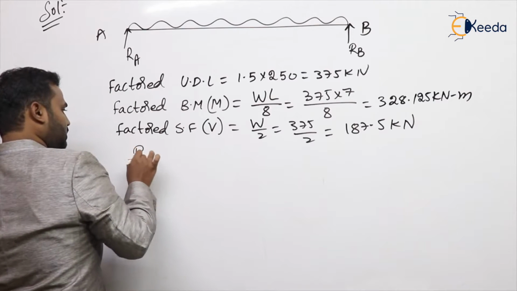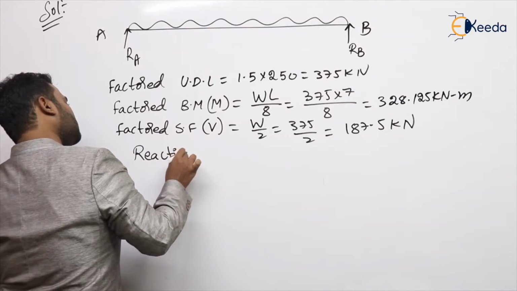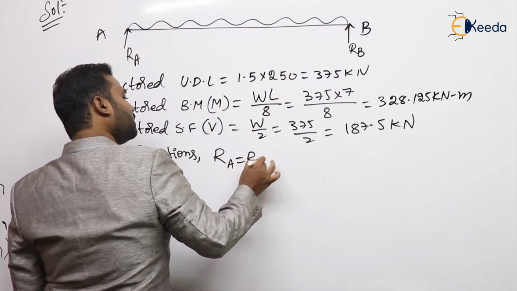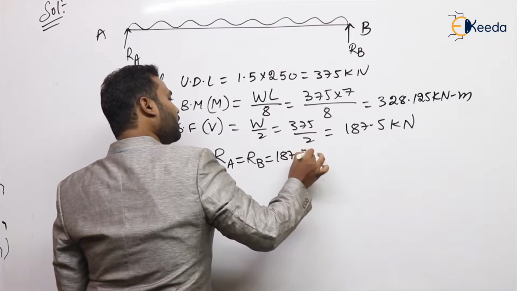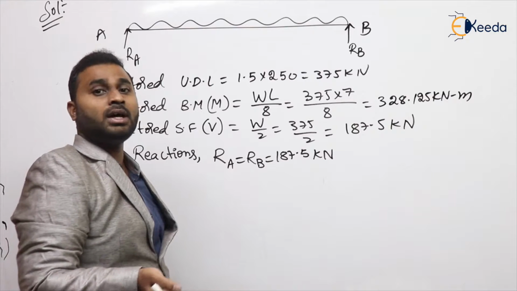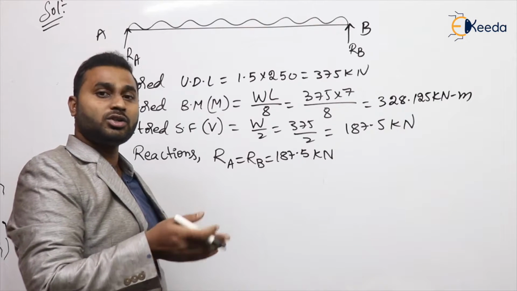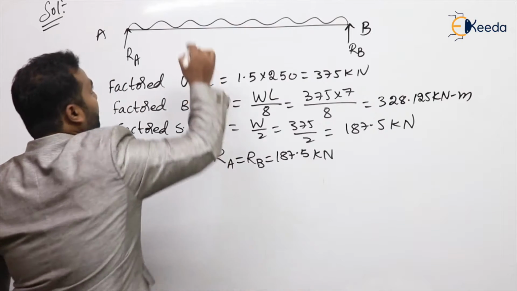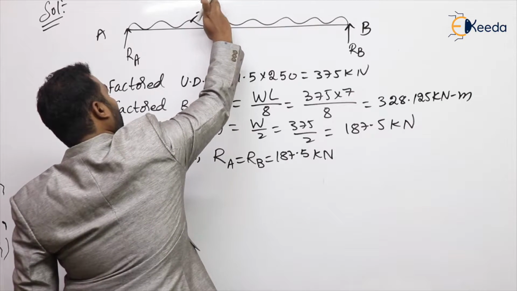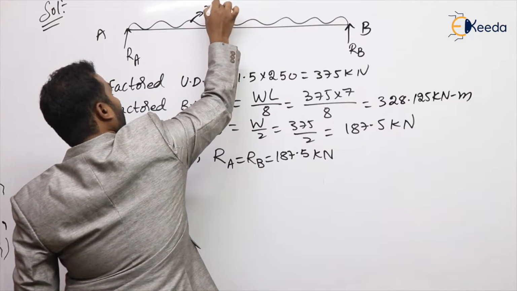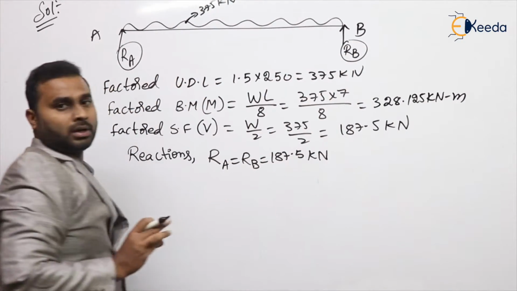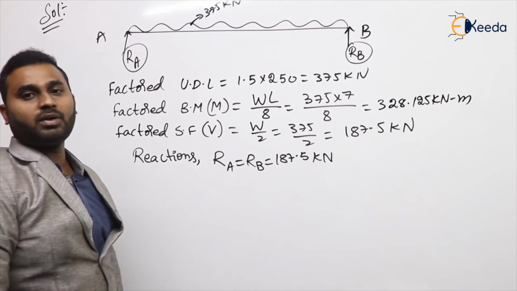And the reactions. Coming to the reaction, as it is a simply supported beam with UDL, therefore RA is equal to RB is equal to 187.5 kilonewton. These were the external bending moment and shear force values because of the external applied load. This is 375 kilonewton, here the reaction at A and this is the reaction at B. Clear, everyone? So this is the second step in the design of the beam or flexure member.